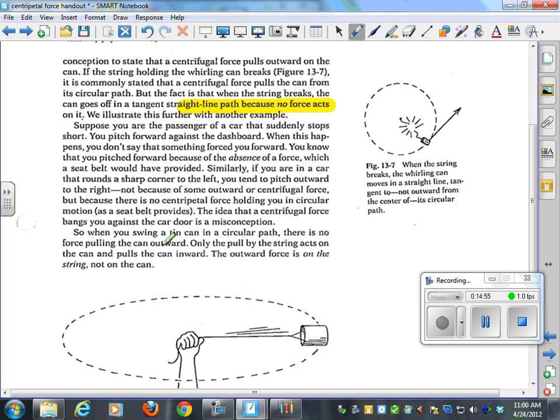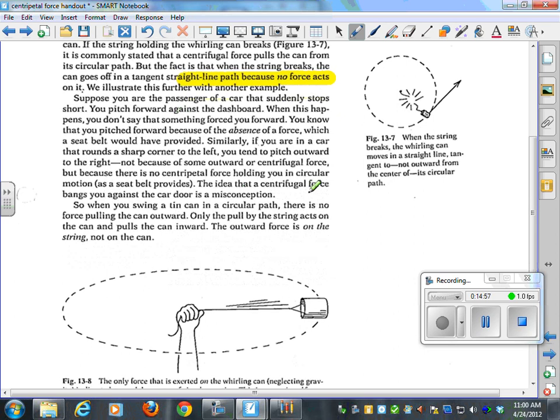So when you swing a tin can in a circular path, there is no force pulling the can outward. Only the pull by the string acts on the can and pulls the can inward. The outward force is on the string.